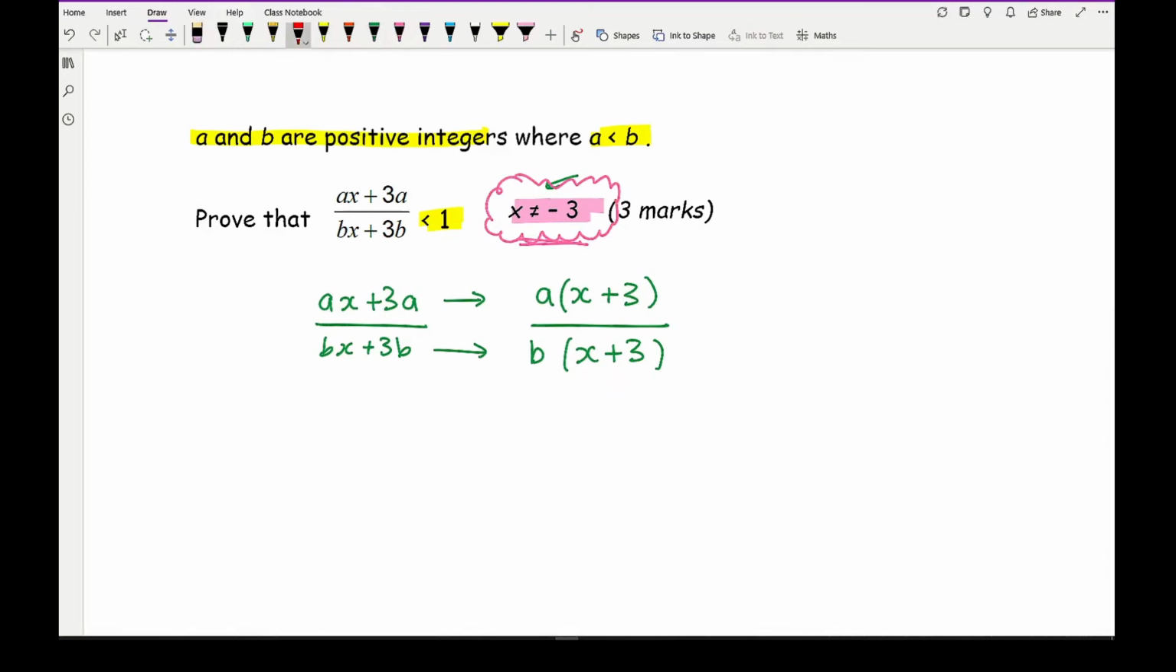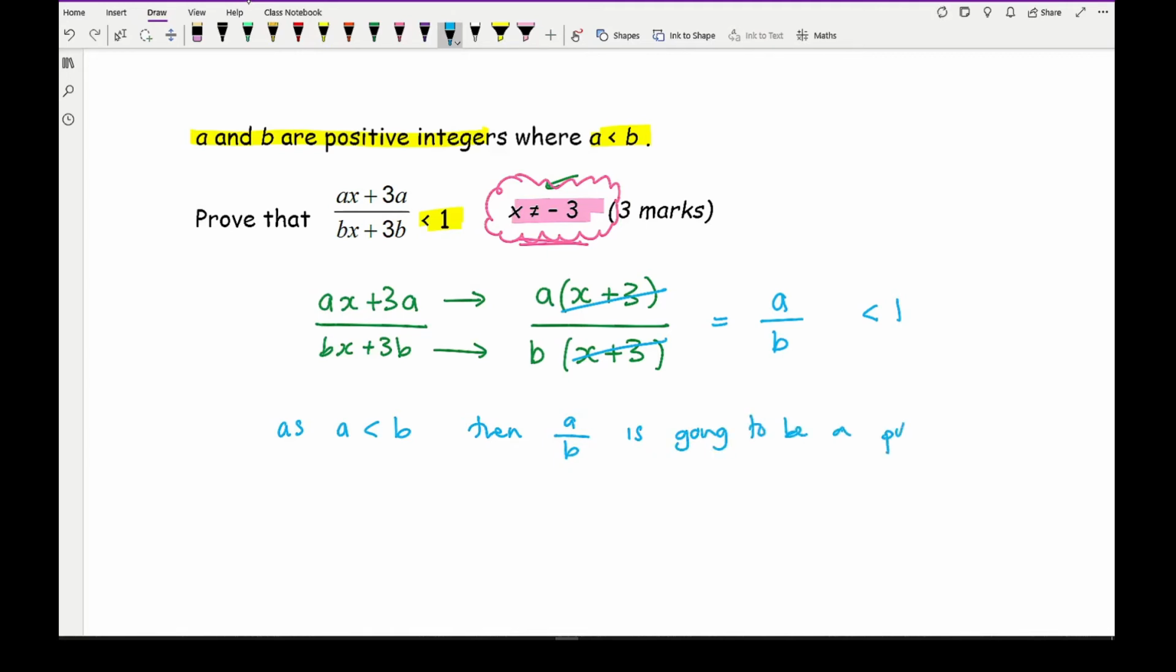Now going back to the fraction that we've got, I notice that I've got x plus 3 on both the numerator and the denominator. Because they're multiplying and I've only got a term on each level, I can actually cancel those two things out. So what I'm left with is a over b, and I've got to prove that that is less than 1.